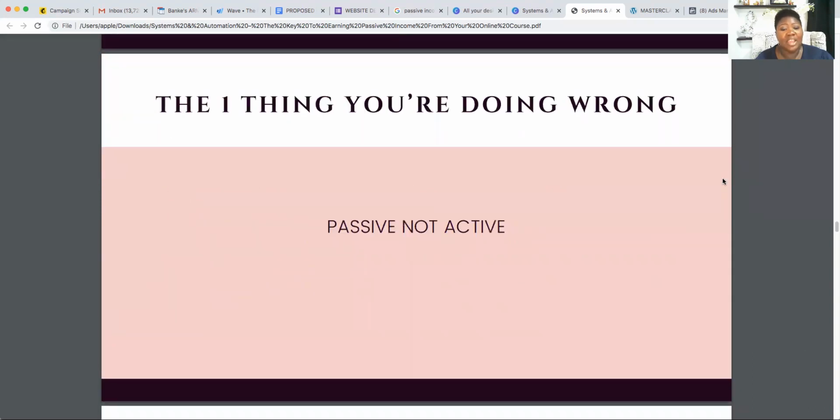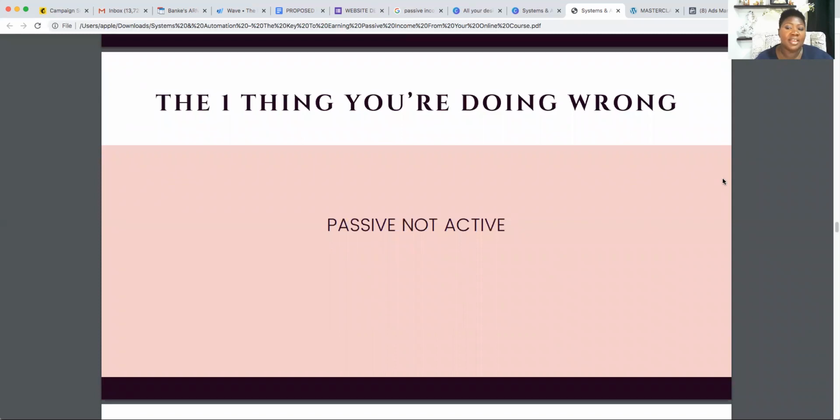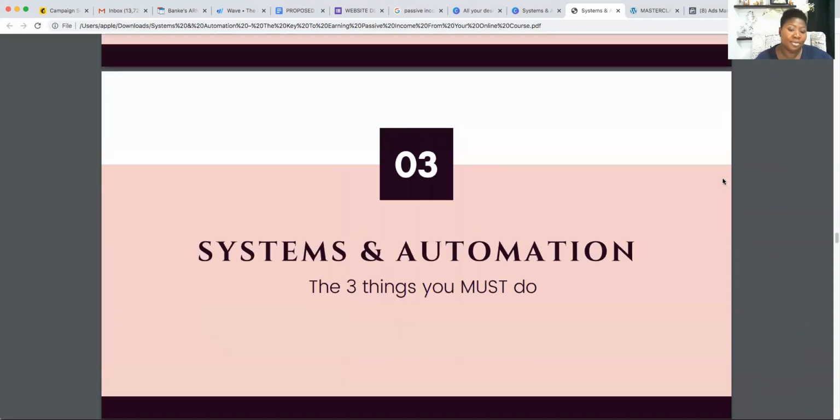Okay? So passive, not active. Passive income, not active. When you want to earn passive income, you cannot be actively working on something and say you're earning passive income from it.